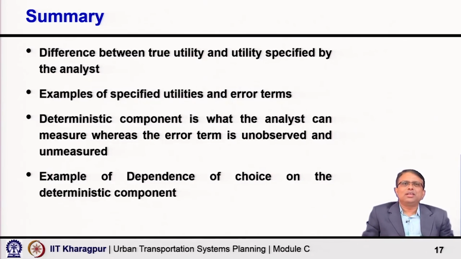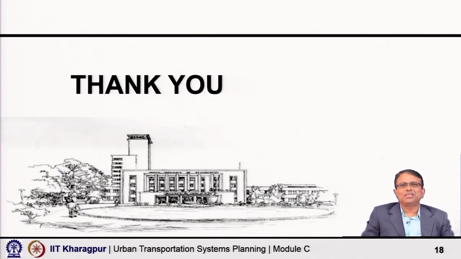So, in summary, we discussed the difference between the true utility and the utility specified by the analyst or the modeler. We gave you examples of specified utility and error terms, several examples we discussed. We explained that the deterministic component is what the analyst can measure, whereas the error term is unobserved and unmeasured. We cannot observe or measure it in reality. And we gave you an example of how the choice depends on the deterministic component of the utility. With this, I close this lecture. Thank you so much.